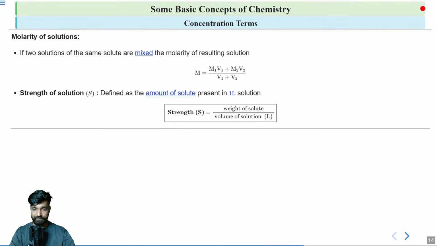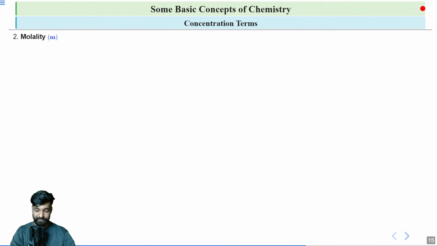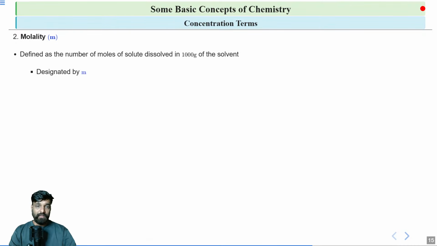Moving on further, next we have molality. So what is molality? The number of moles of solute present in 1000 grams of solvent, or 1 kg of solvent. Molarity is the number of moles of solute divided by the volume of solution in liter, whereas molality is the number of moles of solute present in 1 kg of the solvent. So here in the denominator you are taking the amount of solvent, whereas in the case of molarity you are taking the amount of solution. The second difference is the notation. Molarity is denoted with capital M, whereas molality is denoted with small m.